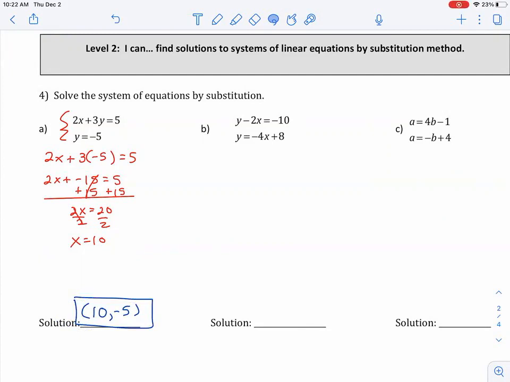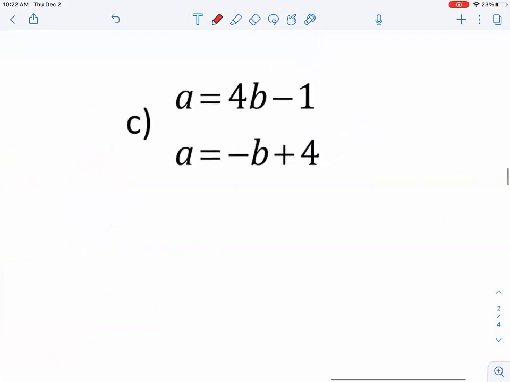All right, so I'm going to do part C, and then I'll have you guys do part B. So in part C, it's similar problem. I have a equals 4b minus 1 and a equals -b plus 4. So I'm going to make a substitution. What I'm going to do is since a equals this in the bottom equation, I'm going to rewrite the top equation, but instead of writing a, I'm going to write -b plus 4. So I'm substituting -b plus 4 in for a.